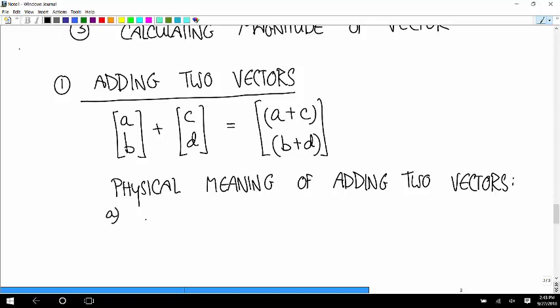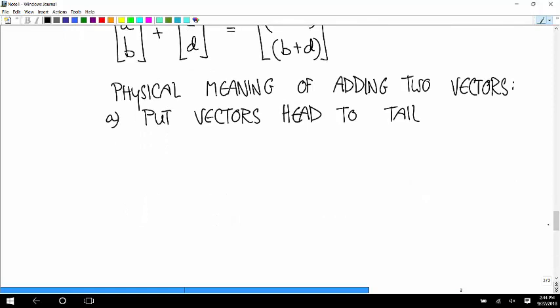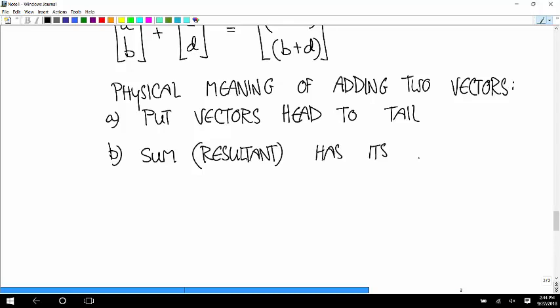So the first step is put the vectors head to tail. And then the sum, or it's called the resultant, has its tail at the free tail. I'll show a picture of what I mean. And its head at the free head.